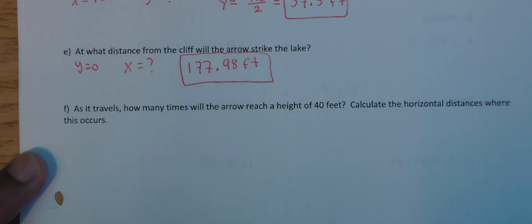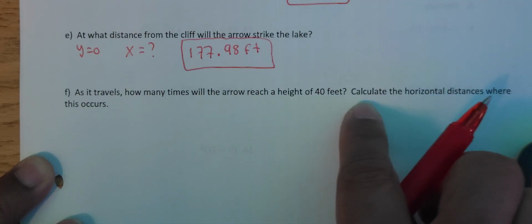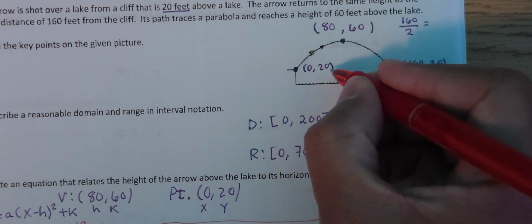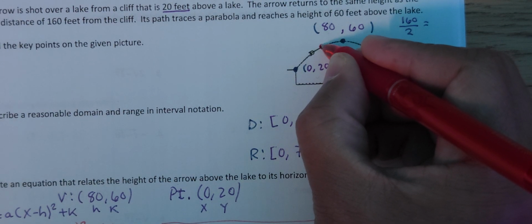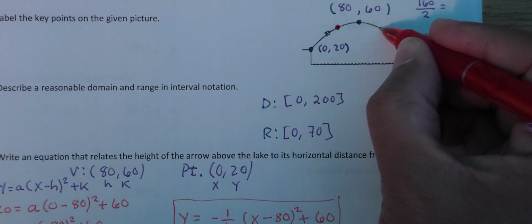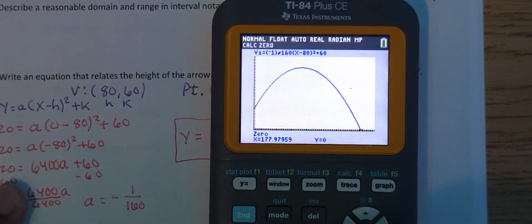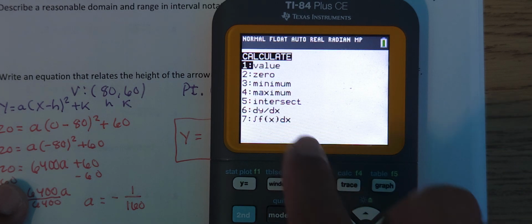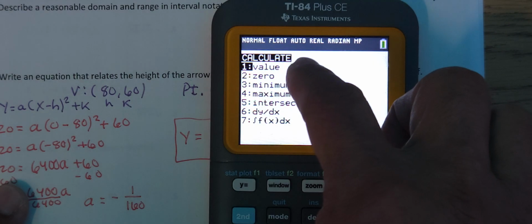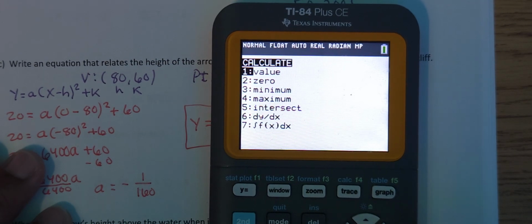The next part, which is part F. As it travels, how many times will the arrow reach a height of 40 feet? Calculate the horizontal distance where this occurs. So let's say this is 20, and let's say it's about right there. There's 1 point where the height will be 40 feet approximately, and it's going to be here again at 40 feet. So what I'm looking for is when y is 40. Again, I'm going to press second trace, and then I want the value. Let's see, height of 40.